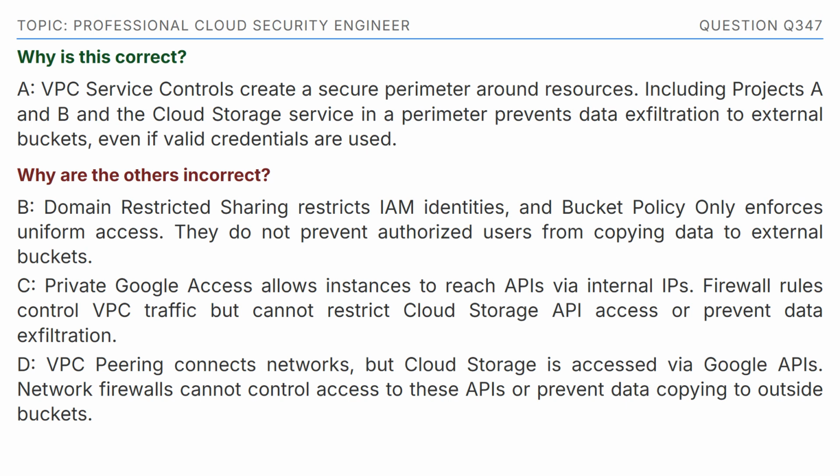Why are the others incorrect? B. Domain Restricted Sharing restricts IAM identities, and Bucket Policy only enforces uniform access. They do not prevent authorized users from copying data to external buckets. C. Private Google Access allows instances to reach APIs via internal IPs. Firewall rules control VPC traffic but cannot restrict cloud storage API access or prevent data exfiltration. D. VPC peering connects networks, but cloud storage is accessed via Google APIs. Network firewalls cannot control access to these APIs or prevent data copying to outside buckets.